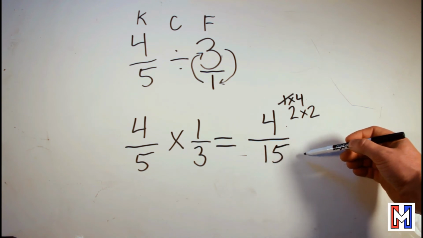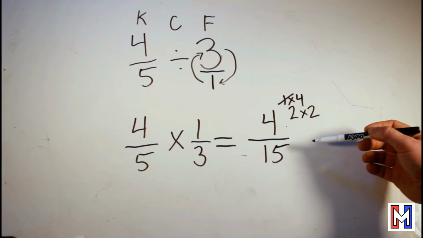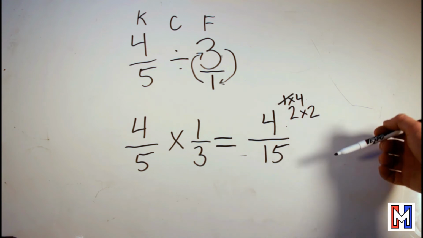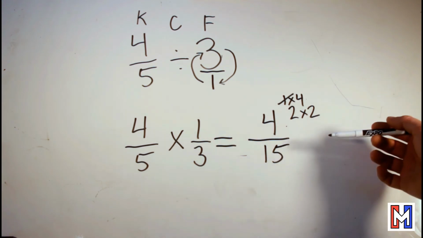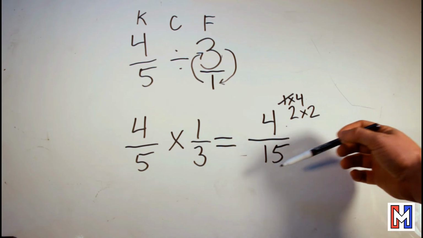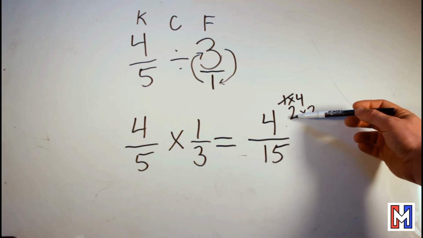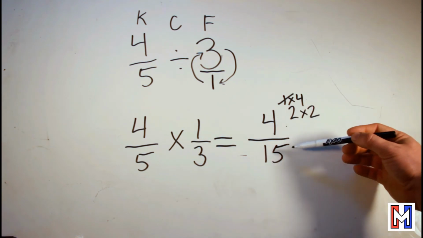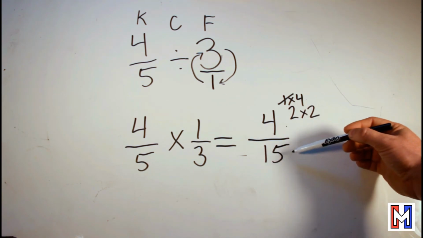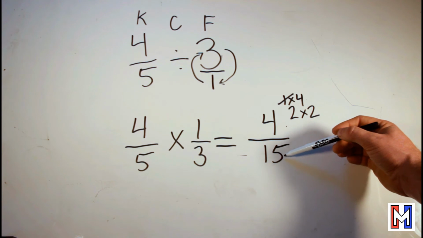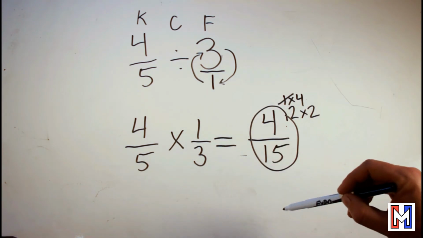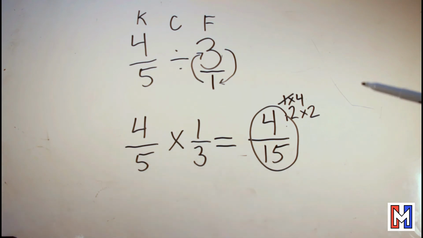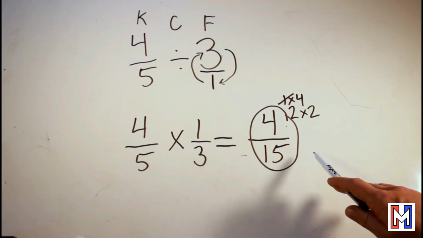15 divided by 4. Well, let's see. I know 4 times 2 is 8. 4 times 3 is 12. 4 times 4 is 16. So it doesn't quite work. All right, 15 divided by 2. Remember from the last problem, if the number is an even number, 2 will go in. 5 is not even. So that means that this problem is actually in simplest form. That is our quotient, in simplest form.